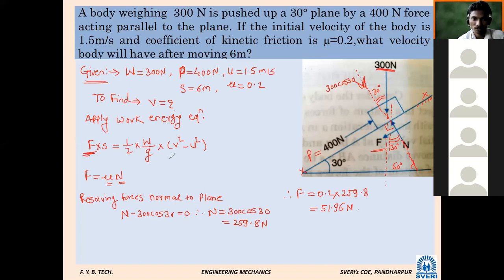Work done by all forces. So all the forces into displacement. Means all the forces along this plane, or parallel to this plane, I will say. The total addition of those forces into displacement will be the work done. Like this, we have to apply the equation.